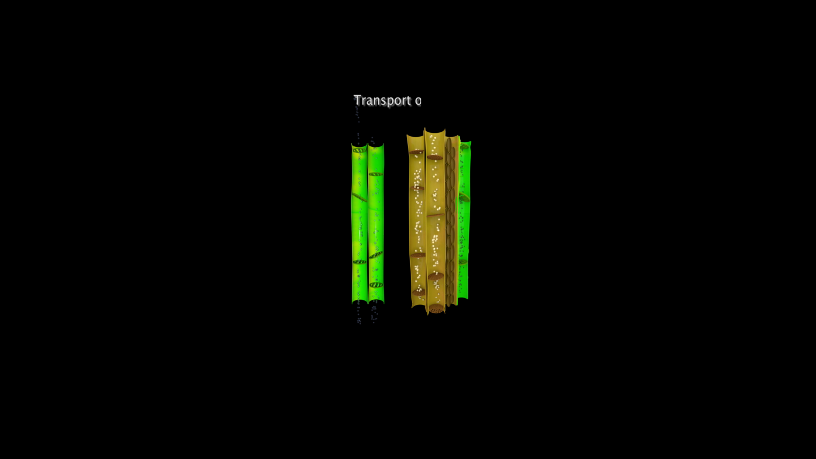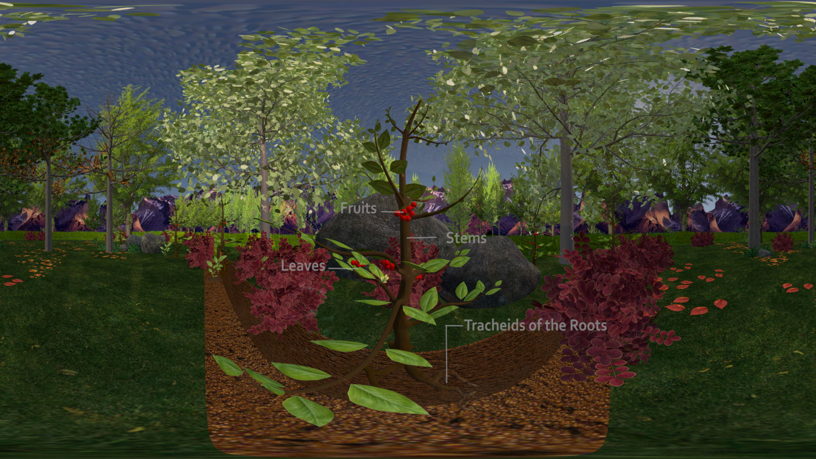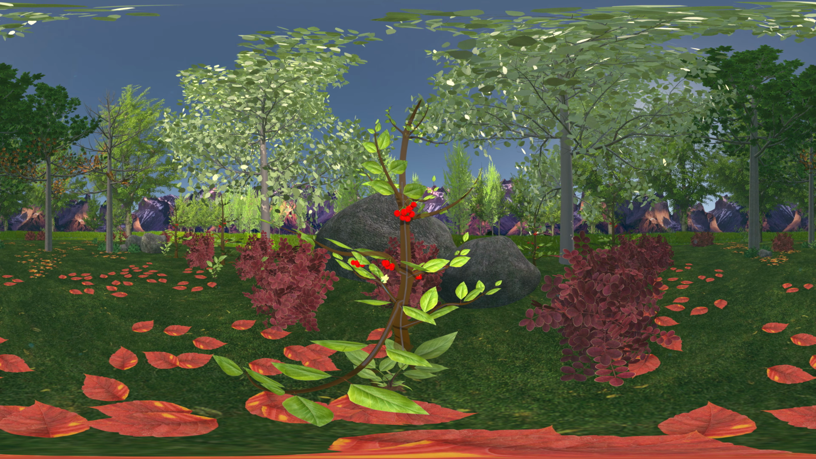Transport of water. In xylem tissue, vessels and tracheids of the roots, stems and leaves are interconnected to form water-conducting channels. At the roots, cells in contact with the soil actively take up ions and supply to parts of plant. The water molecules move upwards to the highest points of the plant body.